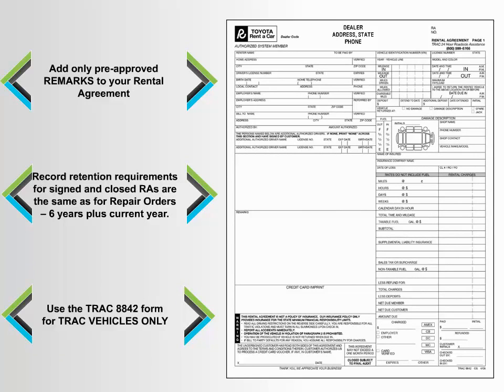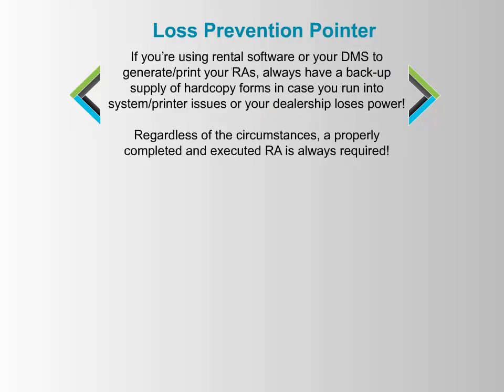If your dealership has other owned units that are also used for rental purposes, rental transactions for these other vehicles must be conducted on a different form. Remember, once a Trac vehicle is paid off and removed from the program, it cannot be rented out under a Trac rental agreement. Here's a loss prevention pointer.